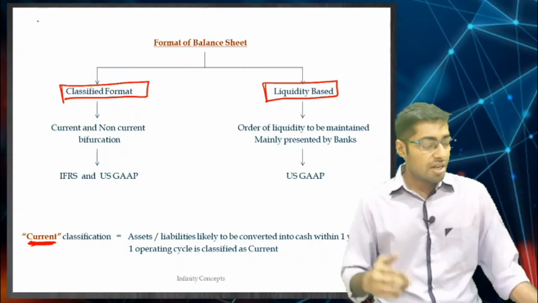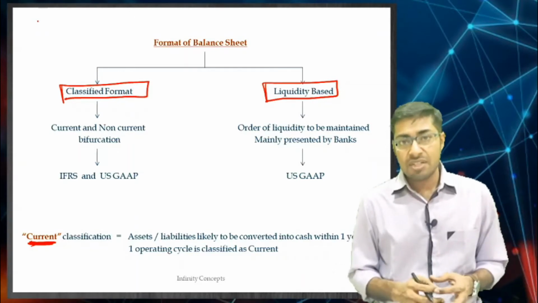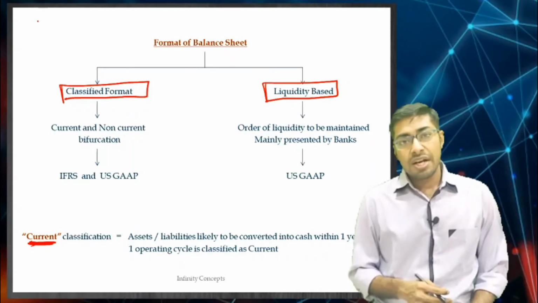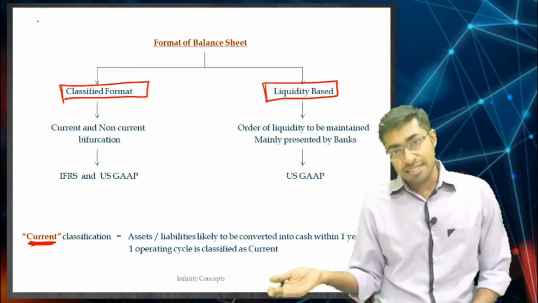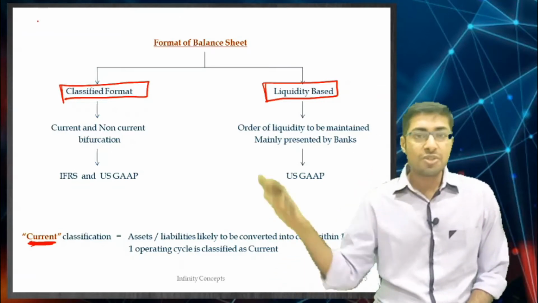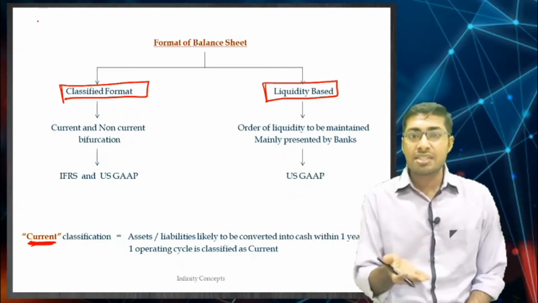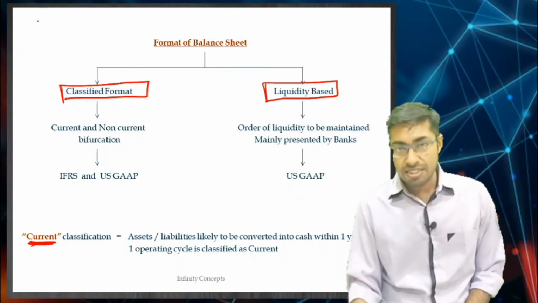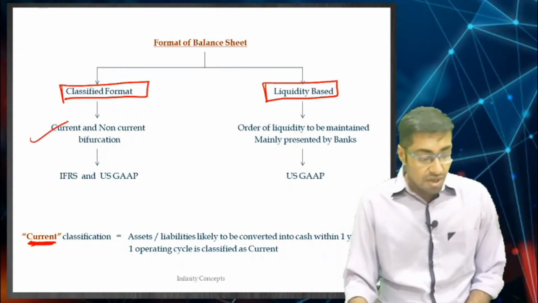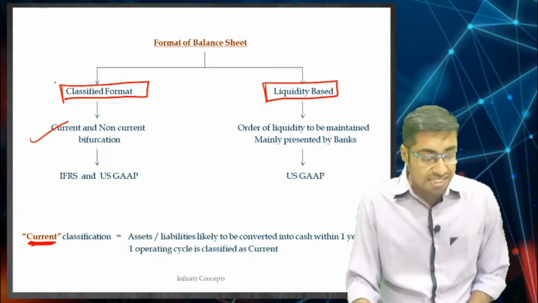Like, no one will have a credit period of more than 365 days; no supplier is going to allow you, right? You will also not allow your debtors more than 365 days. So debtors also go in current assets. Same way, liabilities, creditors will also go in current liabilities only. So this is your current non-current bifurcation, which is known as the classified format.